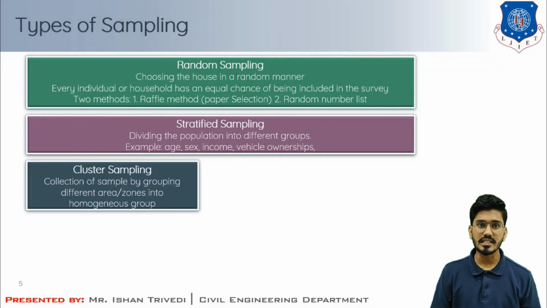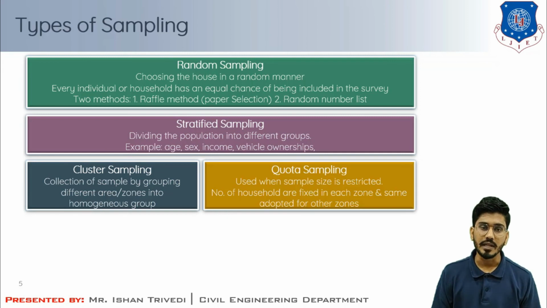Next is cluster sampling. Here cluster sampling refers to the collection of samples by grouping different areas or zones into homogeneous groups, like slum area, tenement, independent houses with low level of development or normal development, or you can say well developed area. And thus I will make clusters of people and define those groups into various zones or areas, and ultimately convert them into homogeneous groups. And this is how I will do the sampling.